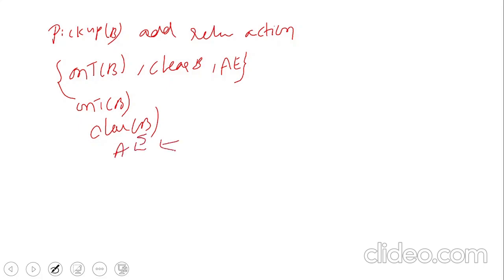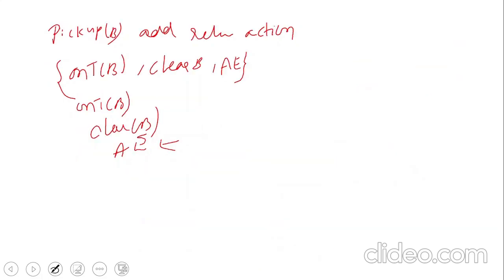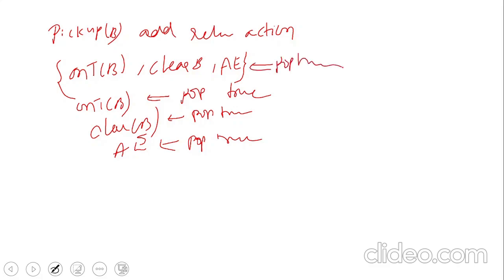Okay, so you see arm empty. Arm empty is clear, pop, true. Okay, clear B, B is also clear. Okay, pop, true. On table B is also true. Okay, pop, true. Whenever all these things are true. Okay, so next, what is the next action we're having? Now pop action pick up B.